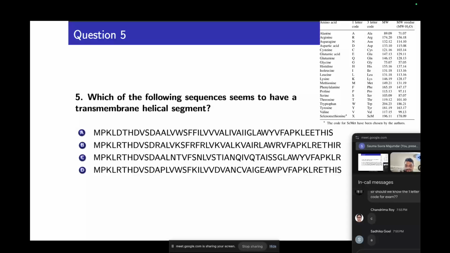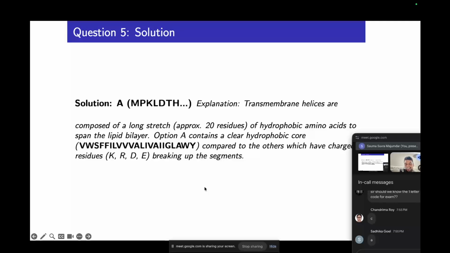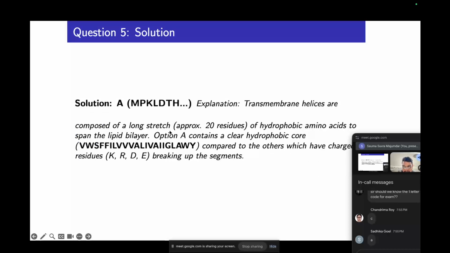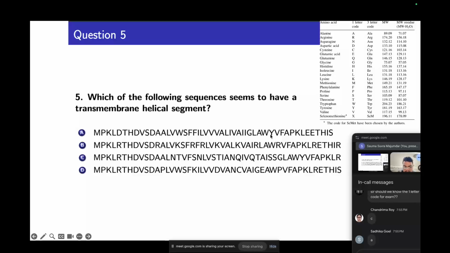Okay, there was A and C as answer. The answer is A. The idea is that you're looking for long hydrophobic amino acids that span the layer. This region is present in A. I think this particular region from VW till WY, from this to this region, all are hydrophobic.